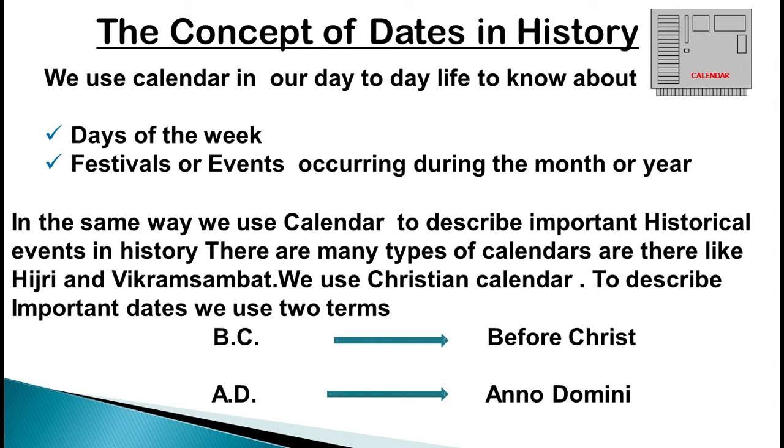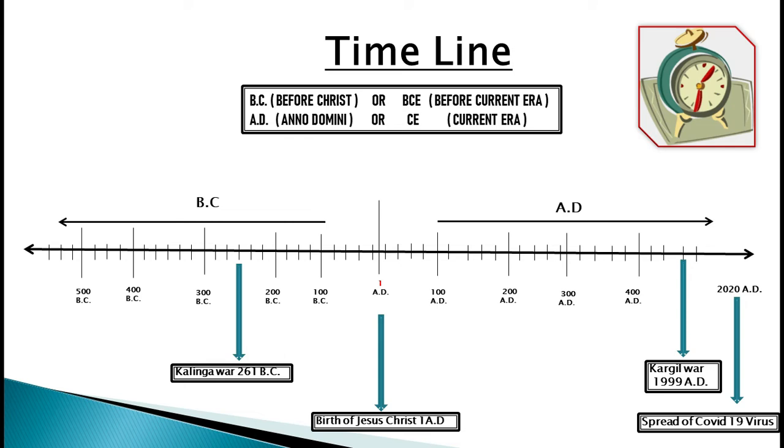Now what is the meaning of both the terms? Let's try to understand through the next slide. In this slide you can see I have made a timeline, and the Christian calendar starts from the date on which the Lord of Christians, Jesus Christ, was born. That year is considered as the starting of the Christian calendar, and that is considered as 1 AD.